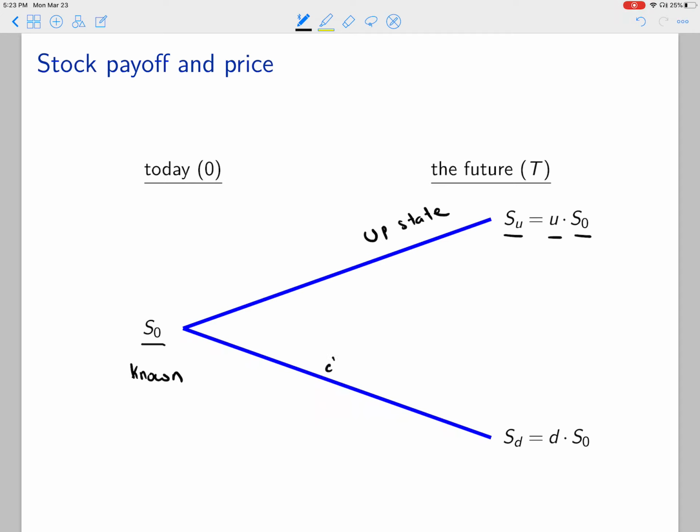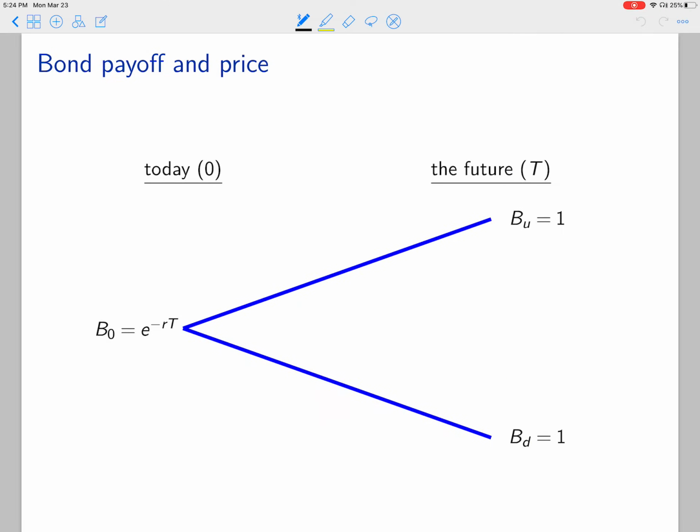In the down state, the stock takes a different value potentially. Its value is given by S sub D. This is equal to today's price S0 multiplied by this gross rate of return in the down state. In most cases, we'll have that U is greater than D. We'll order the states in that way as long as it's a positive beta asset. So in these 2 states, the stock has a different payoff in each state.